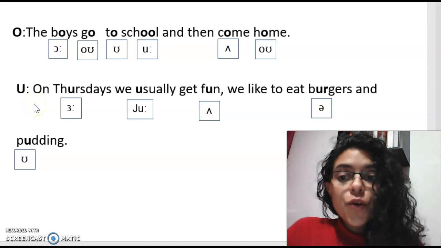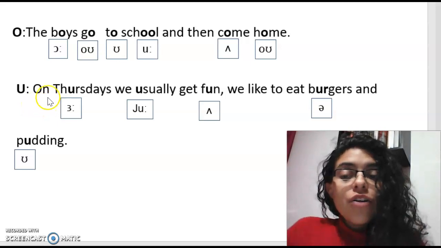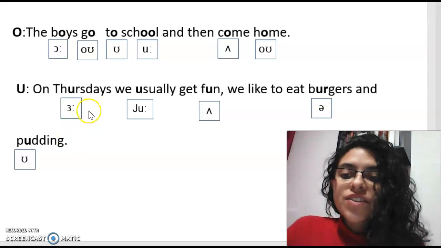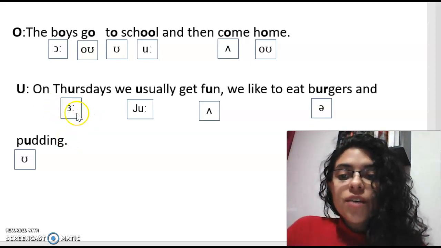The letter U we have on Thursdays we usually get fun. We like to eat burgers and pudding. Okay, so let's check the vowels here. We have O, Thursday.